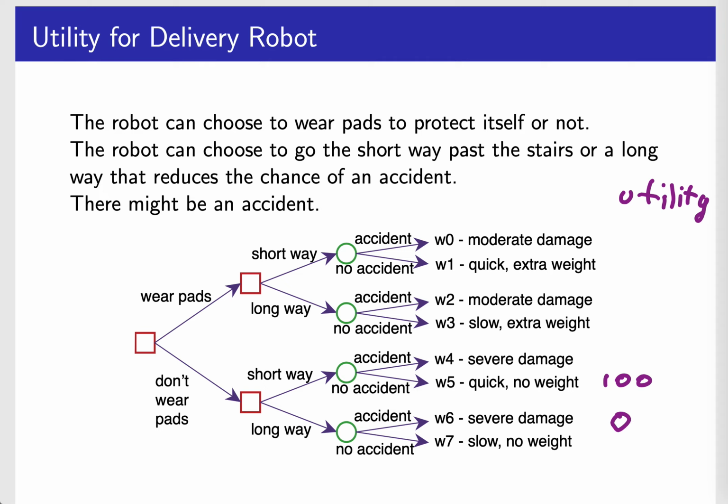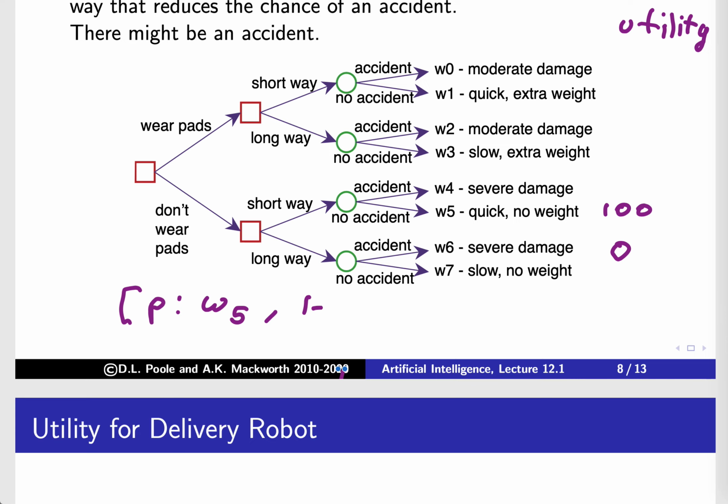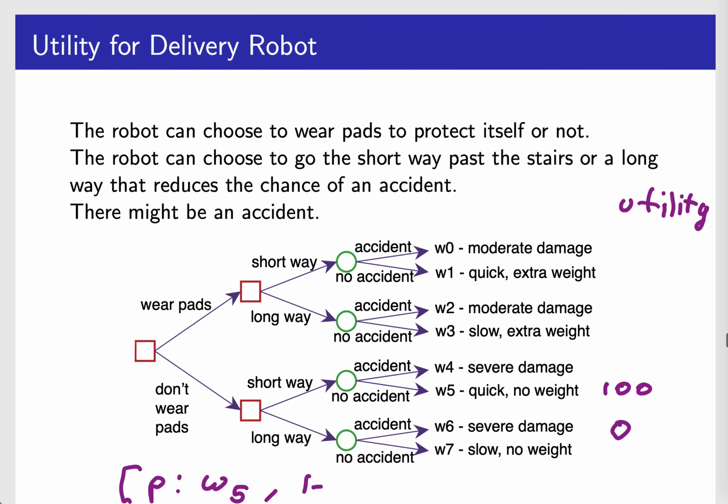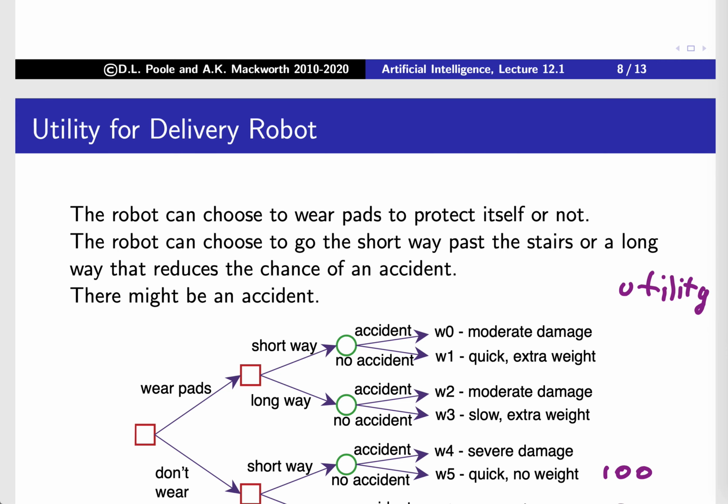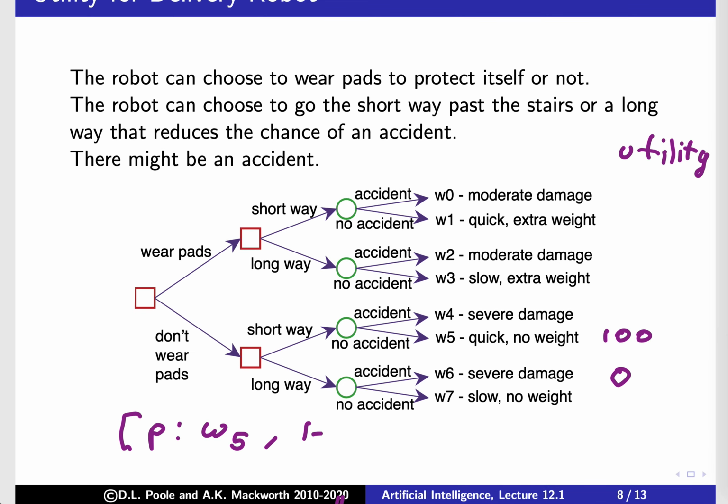So for every other world, we're going to choose with probability P world W5, which is the best world, and with probability 1 minus P, we're going to choose W6. Okay, so that's what we're doing here.